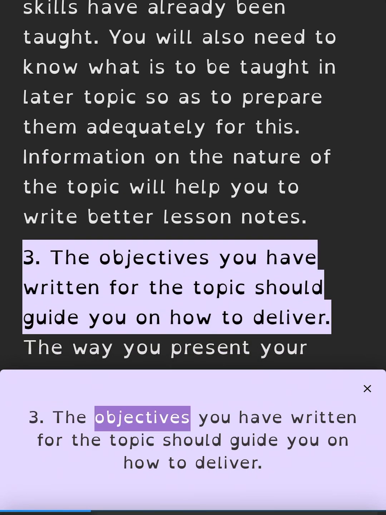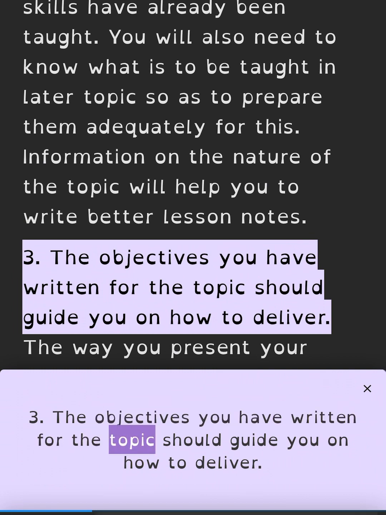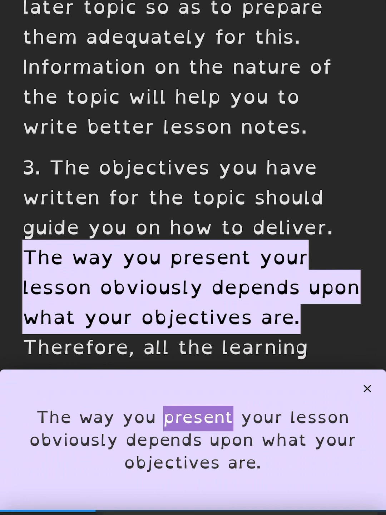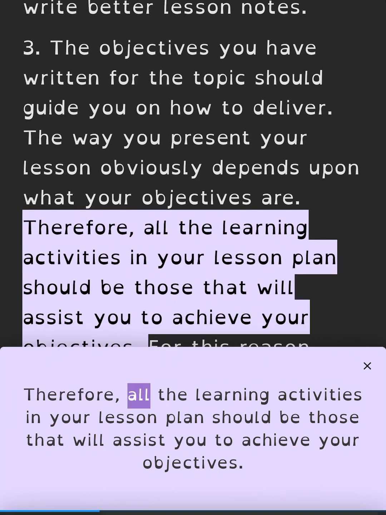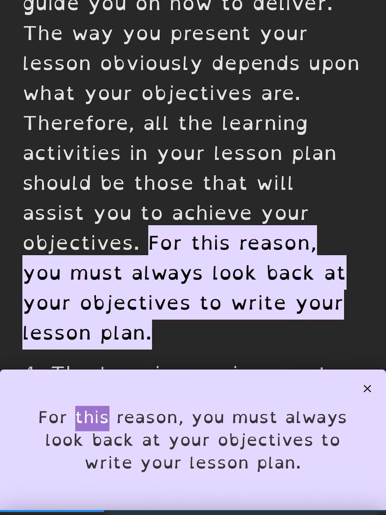3. The objectives you have written for the topic should guide you on how to deliver. The way you present your lesson obviously depends upon what your objectives are. Therefore, all the learning activities in your lesson plan should be those that will assist you to achieve your objectives. For this reason, you must always look back at your objectives to write your lesson plan.